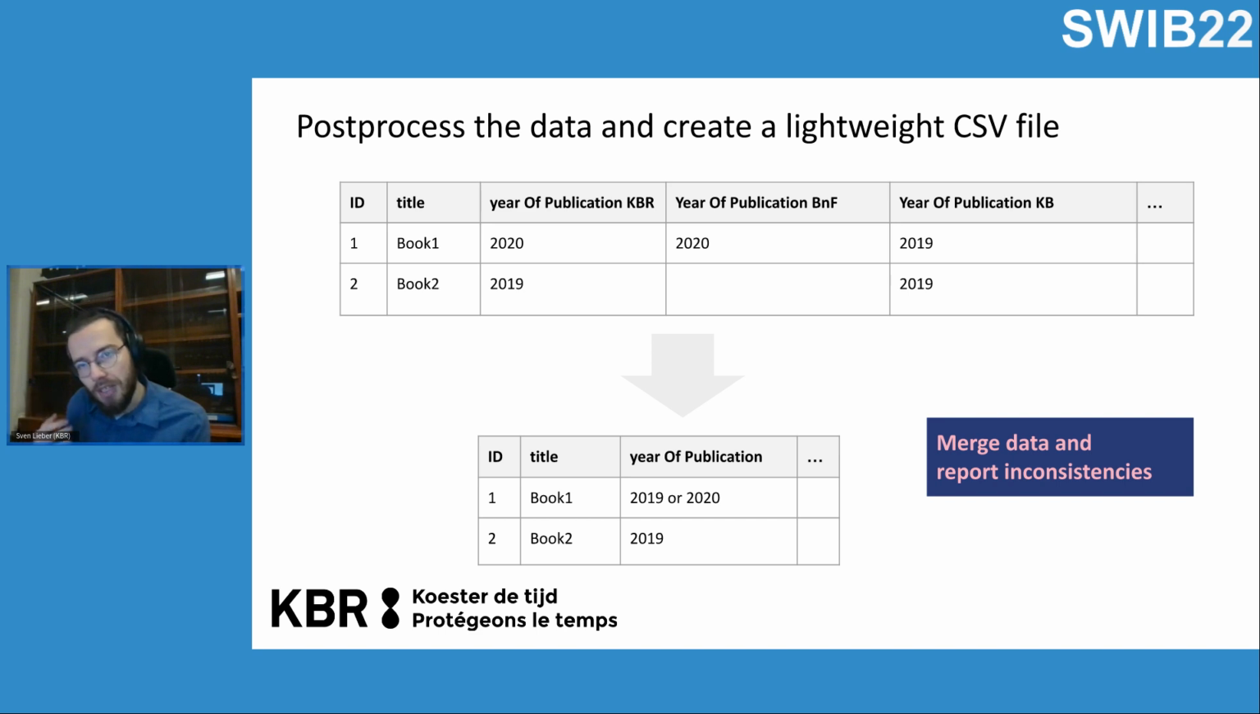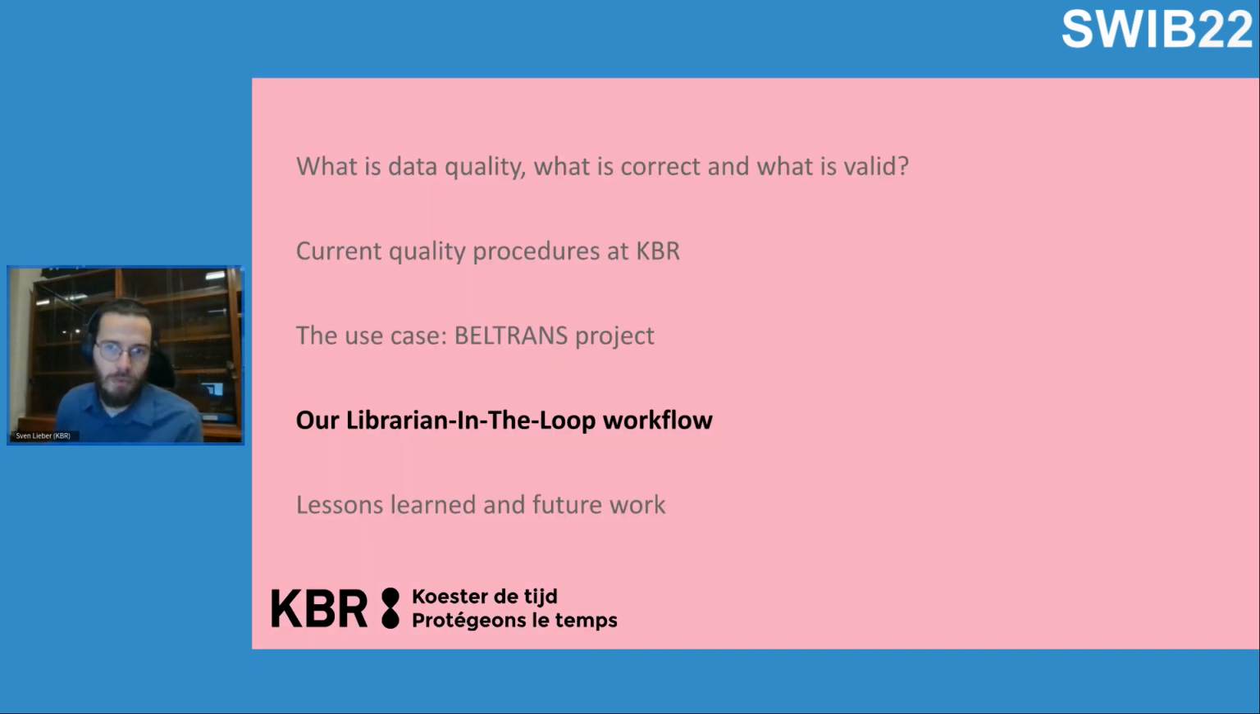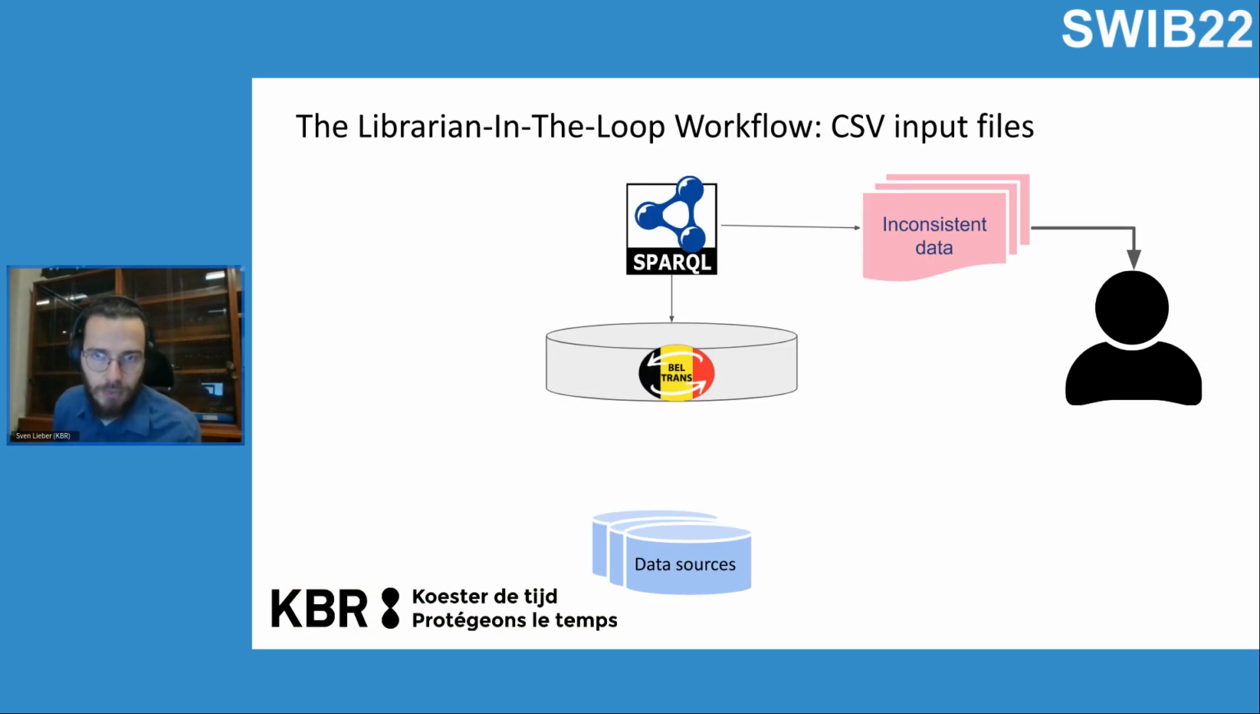And this basically gave us the idea of actually comparing the data to look for data quality issues. And this is where we started to develop this librarian-in-the-loop workflow, because humans are always important to fix such data issues.